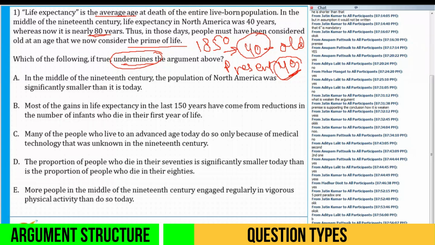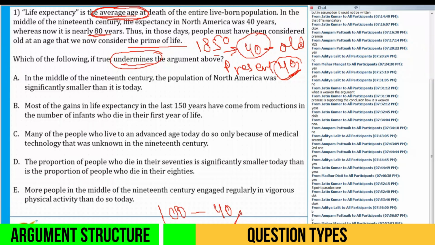Now, when you talk about averages, remember, averages are very dicey. They do not necessarily give you a correct picture. For example, if in the middle of the 19th century, out of 100 people, 40 of them died within a year of being born, so 40 people have died. However, the remaining 60 people live on to, for example, be 80 years old.